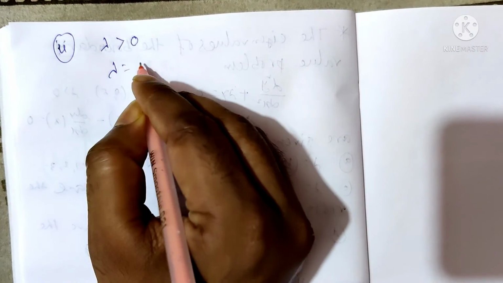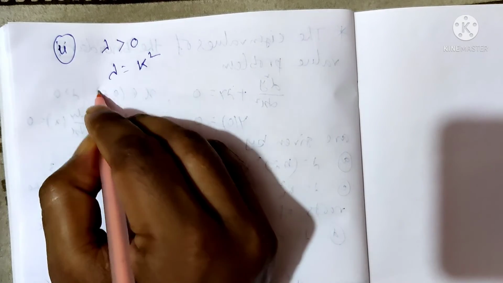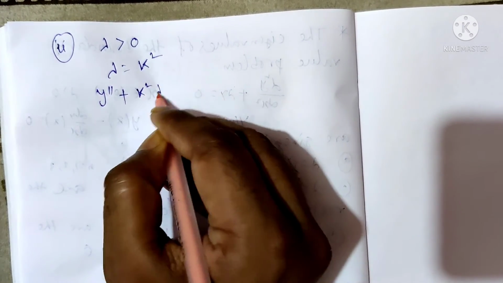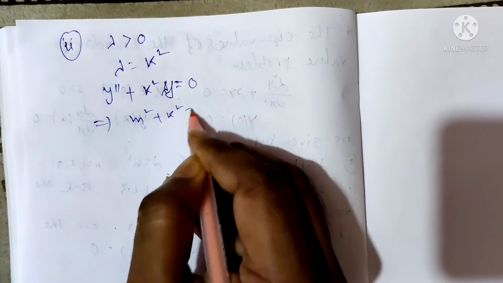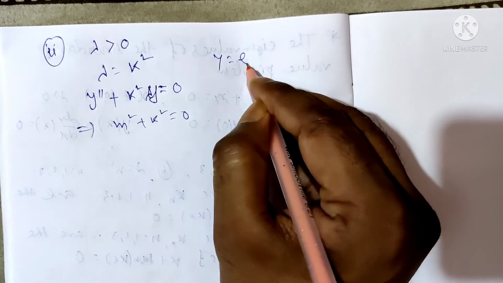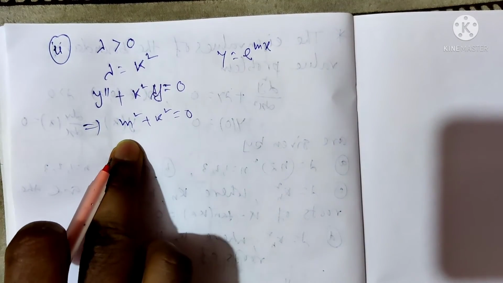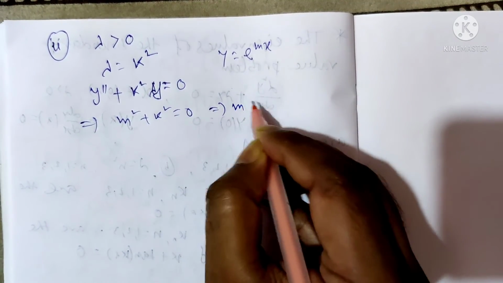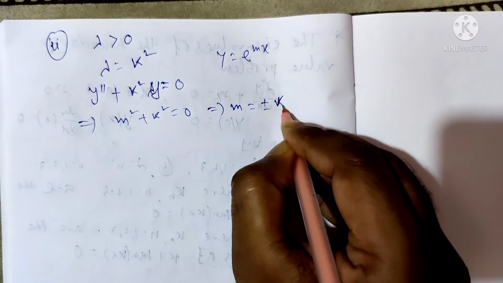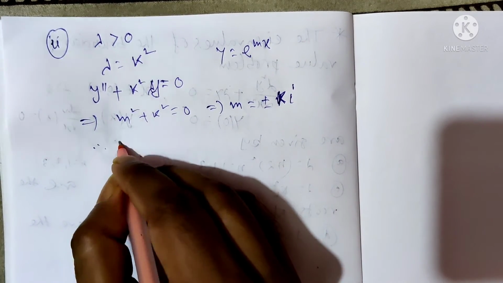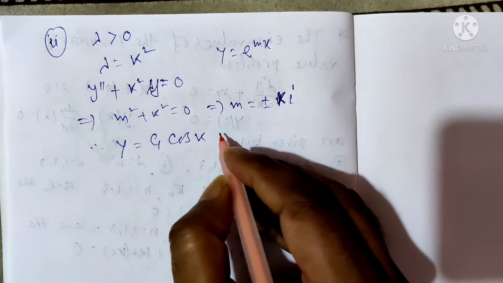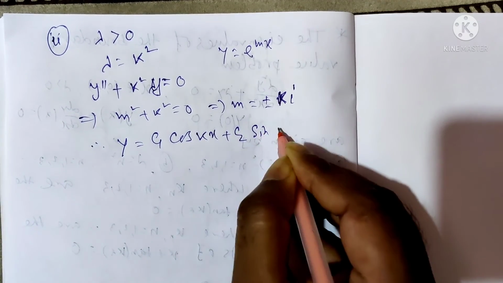Next case, lambda greater than 0, a positive number. Lambda equals k squared. Therefore, the problem is y double dash plus k squared y equals 0. Since this is positive, y equals e to the power mx is the solution and it transforms to m squared plus k squared equals 0. That implies m equals plus minus k i. Therefore, the solution is y equals c1 cos kx plus c2 sin kx.